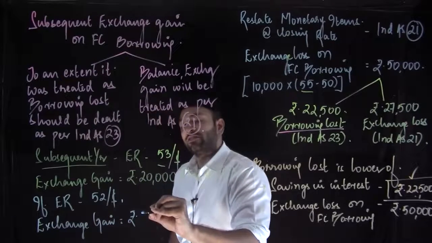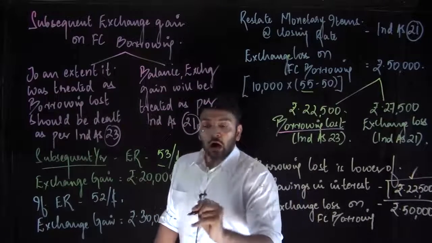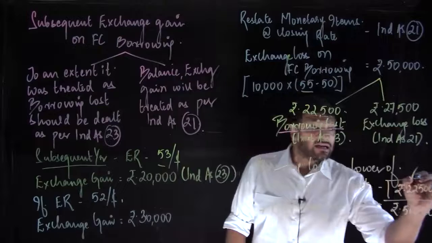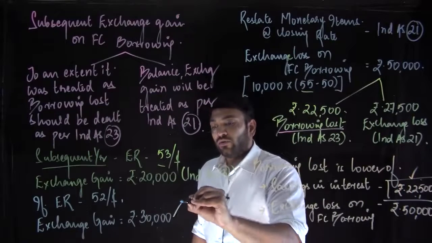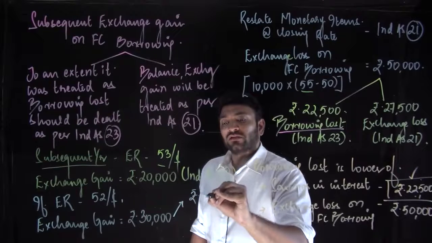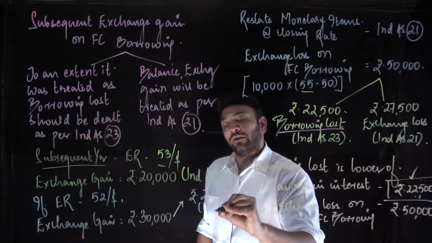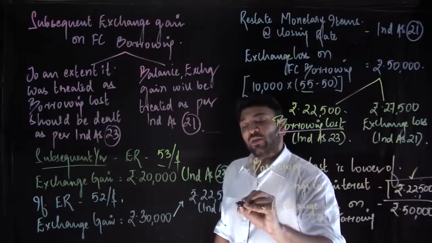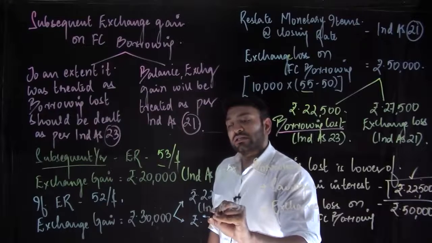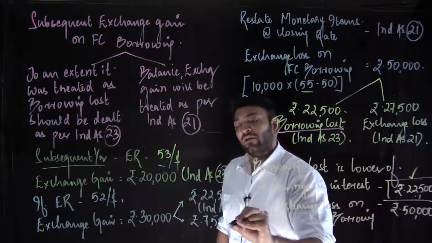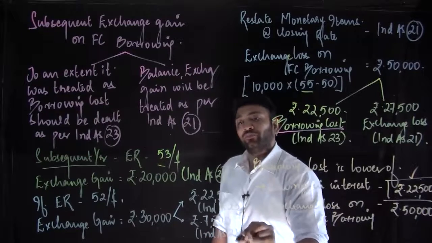Exchange gain this time will be 30,000, a saving of 3 rupees per dollar. Out of this 30,000, how much was earlier treated as per Ind AS 23? 22,500. So rupees 22,500 will be treated as per Ind AS 23. There is still a balance left. How much? 7,500 rupees of gain. This will be treated as per Ind AS 21.